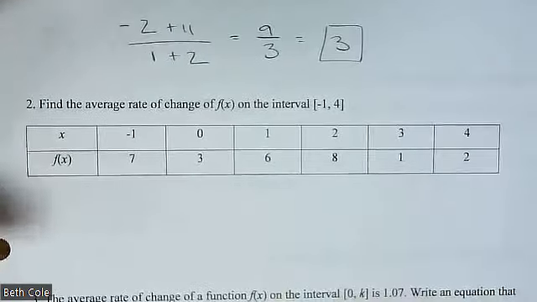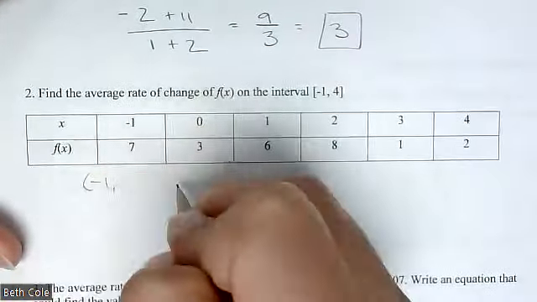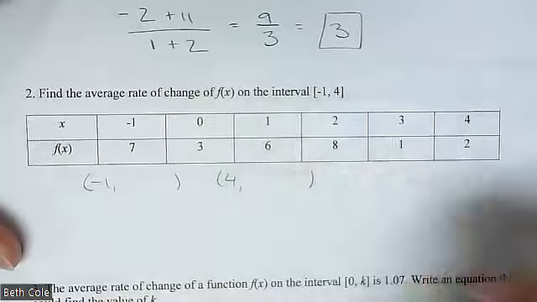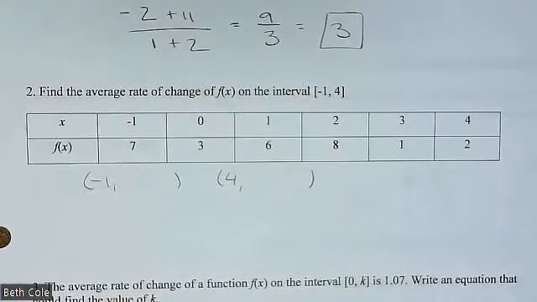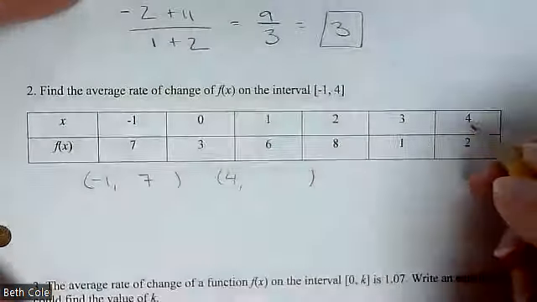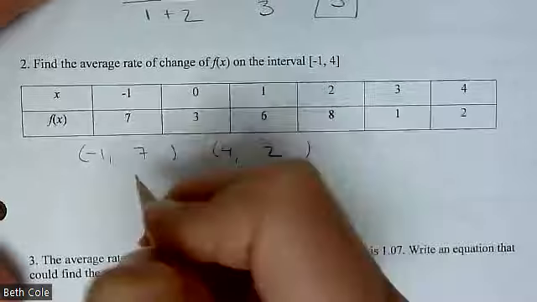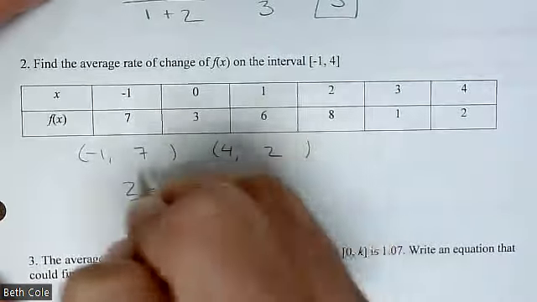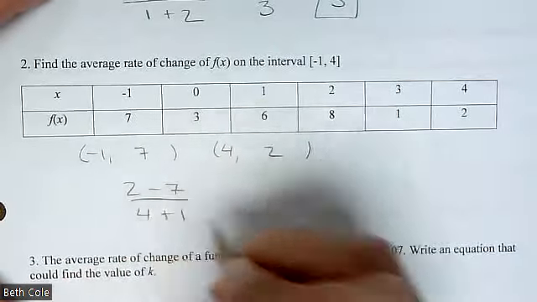All right, average rate of change. Same thing for this one. Don't be too proud to write out your points. But Ms. Cole, they're in the table. I know. I'm telling you from experience, it helps if you just write them. Okay. -1 gives you 7. 4 gives you 2. And then set up your difference quotient. So 2 minus 7 over 4 plus 1.